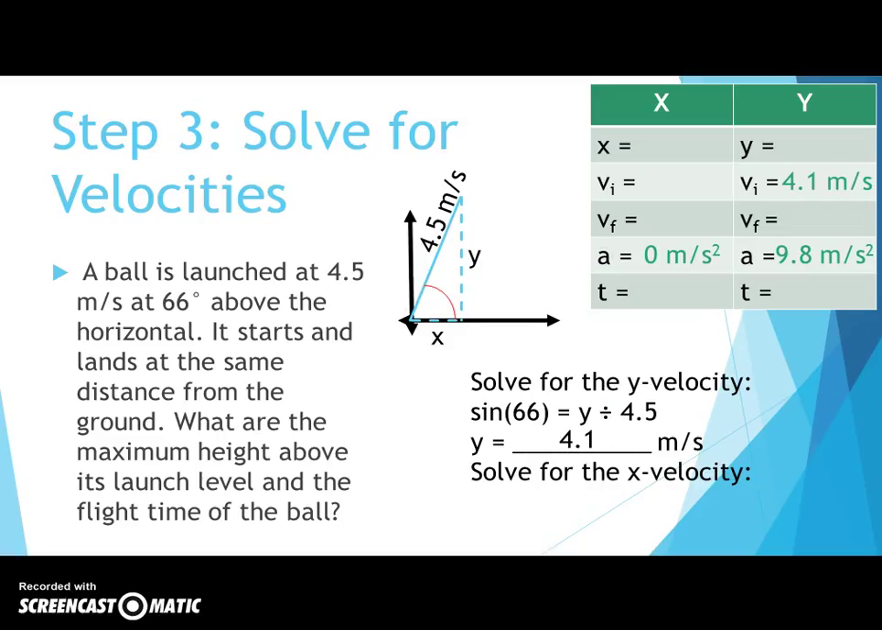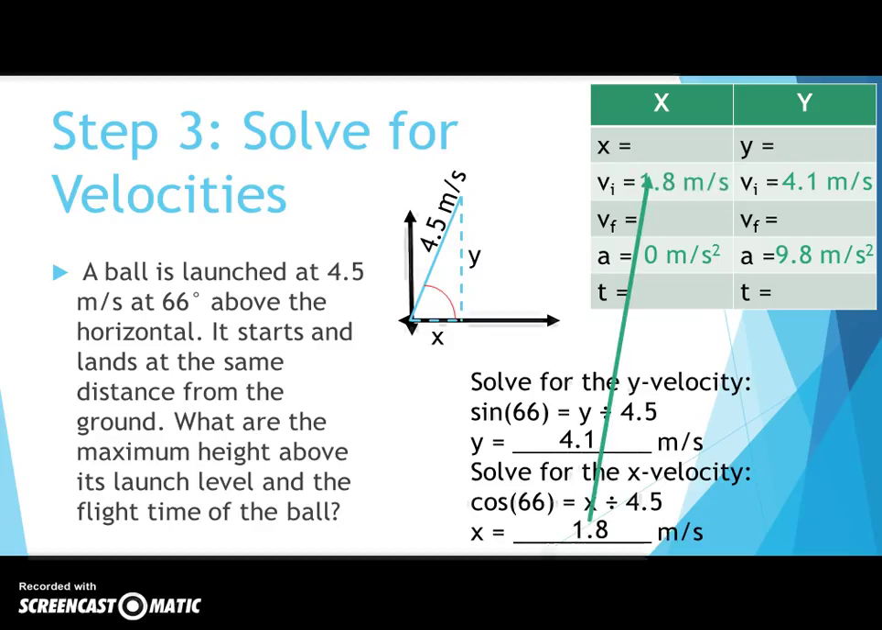Alright, so let's solve for the x velocity. VI and VF will be the same for this. So we're going to use cosine because x is adjacent to, or beside, our angle that we're looking at. Same process, 4.5 multiplied by the cosine of 66. X should be roughly 1.8 meters per second. That will again go in the VI and the VF. Okay, so that's what we've gotten so far.